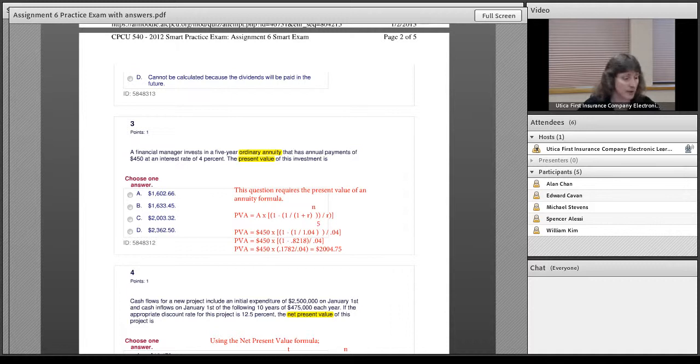is the amount times, and we're going to first take that formula. It's this formula right here. Okay, so here's how we come to the answer. 1.04 to the fifth power over 1 is 0.82. Subtract 1 and divide that by 0.04. That gives you 0.1782 divided by 0.04.